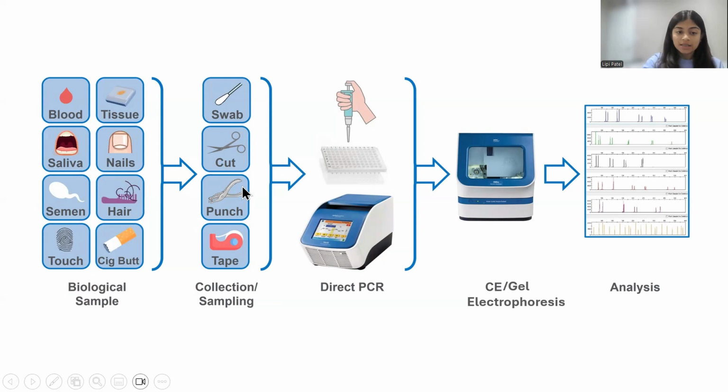And how you take these samples is by a swab, like what we did for COVID testing, make a cut, maybe a punch, or just tape it down, like a fingerprint for fingerprints. Then you perform a direct PCR. There are multiple types of PCR, which you don't need to get into right now, but just understand the overall process of what a PCR is. We'll talk about it later.